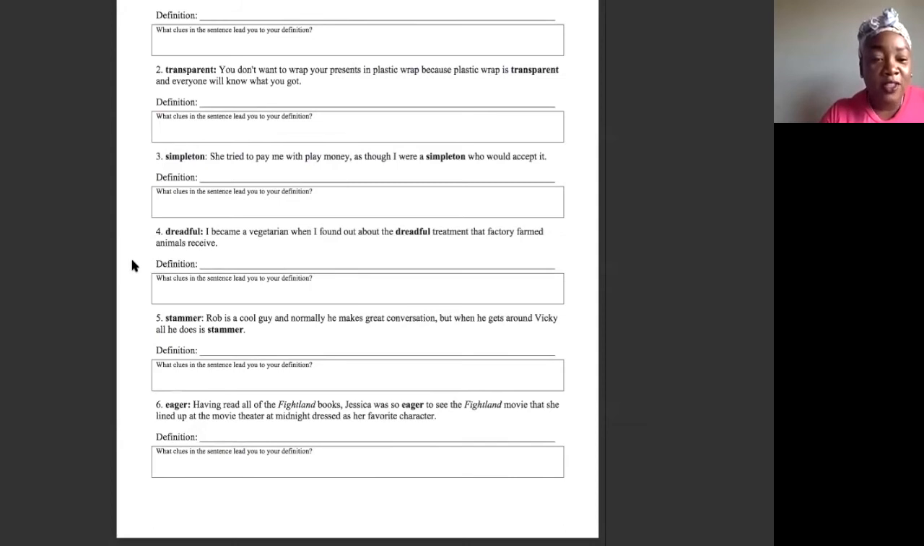Let's go to number 4, looking at the word dreadful. Again, don't tell me what the word dreadful means. Let's look at it. Someone said, okay, uneducated. Very good, that's Divine. Divine Solomon. Okay, dreadful. I became a vegetarian when I found out about the dreadful treatment that factory farm animals received. So what are the clues around the word dreadful?